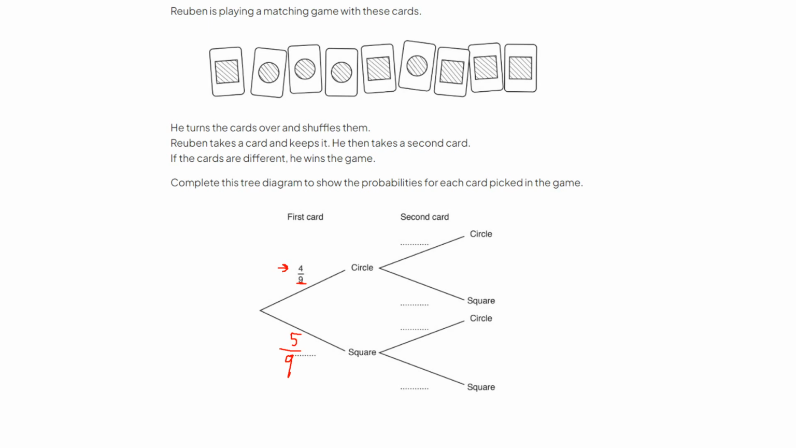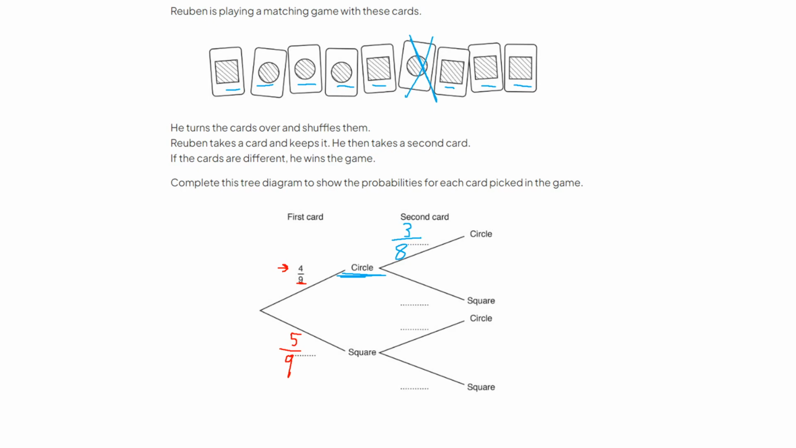You see, if he picks a circle, it means now there is 1 less circle to deal with. So how many circles are there? There's 1, 2, 3. And how many cards are there? 1, 2, 3, 4, 5, 6, 7, 8. So the answer is 3/8.